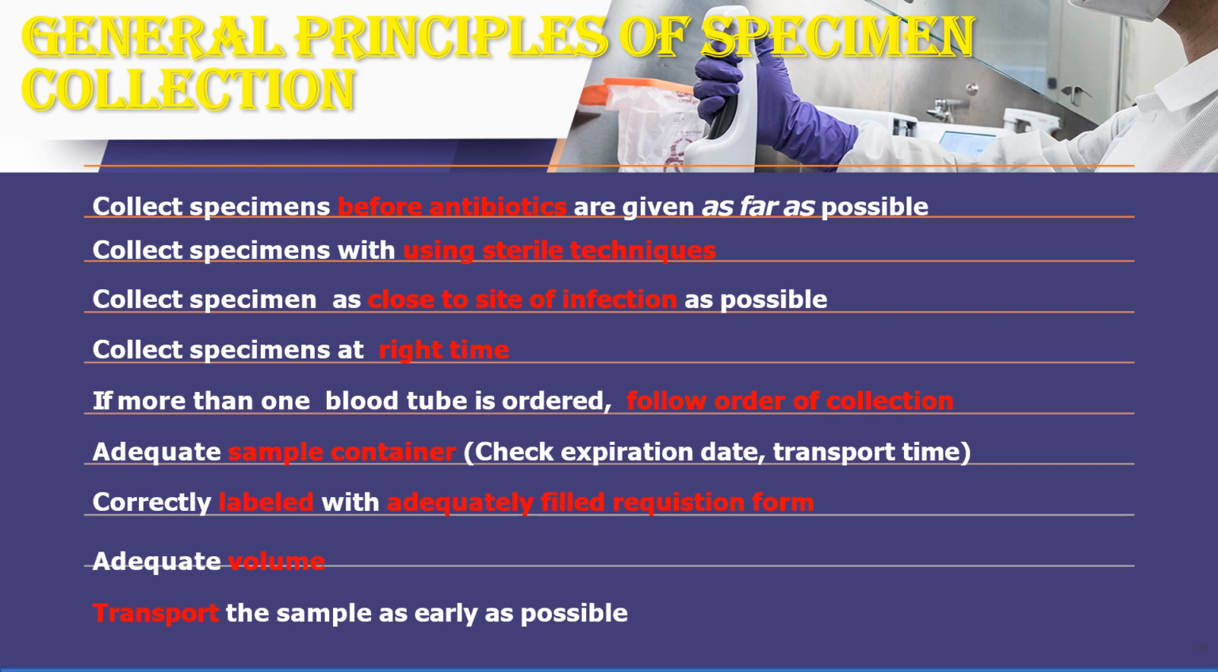If more than one blood tube is ordered, follow the order of collection. Adequate sample container should be used. Check the expiration date and check the transport time of the sample. Correctly label the container with adequately filled requisition form. Adequate volume of the specimen should be collected and transport the sample as early as possible.